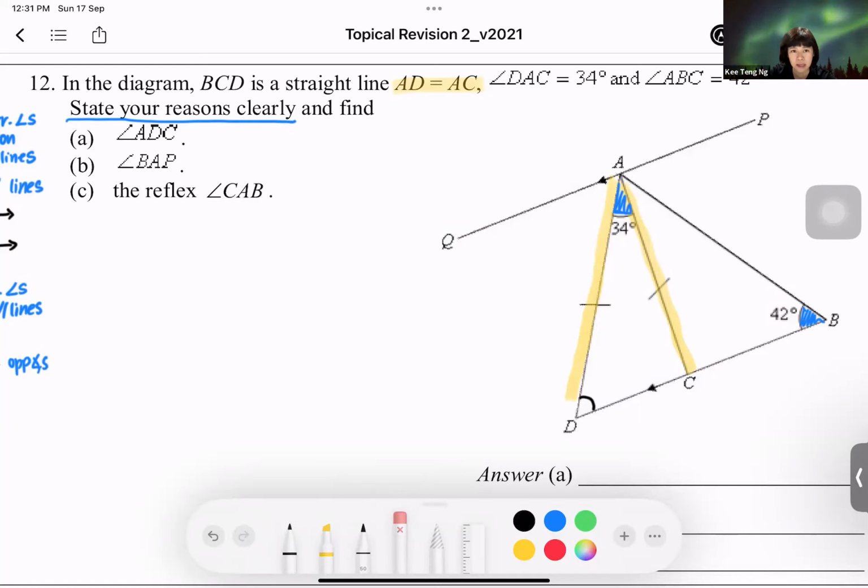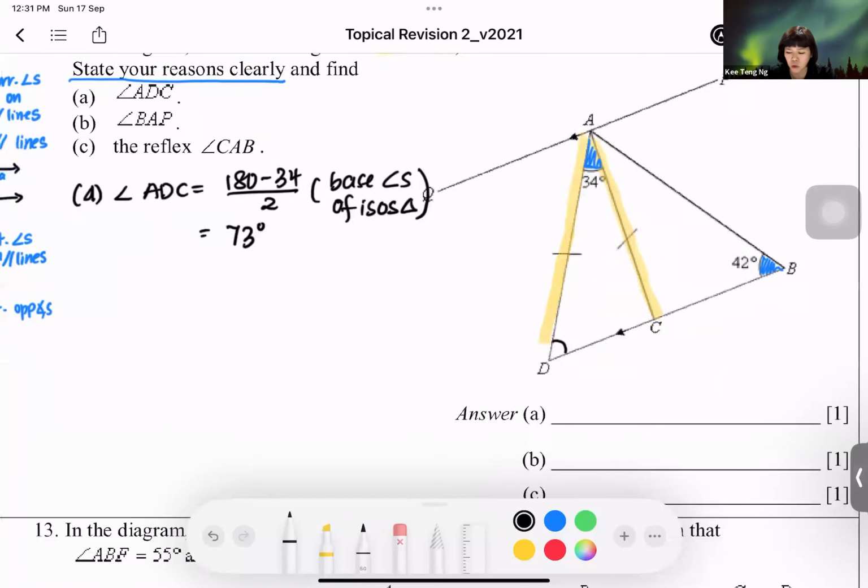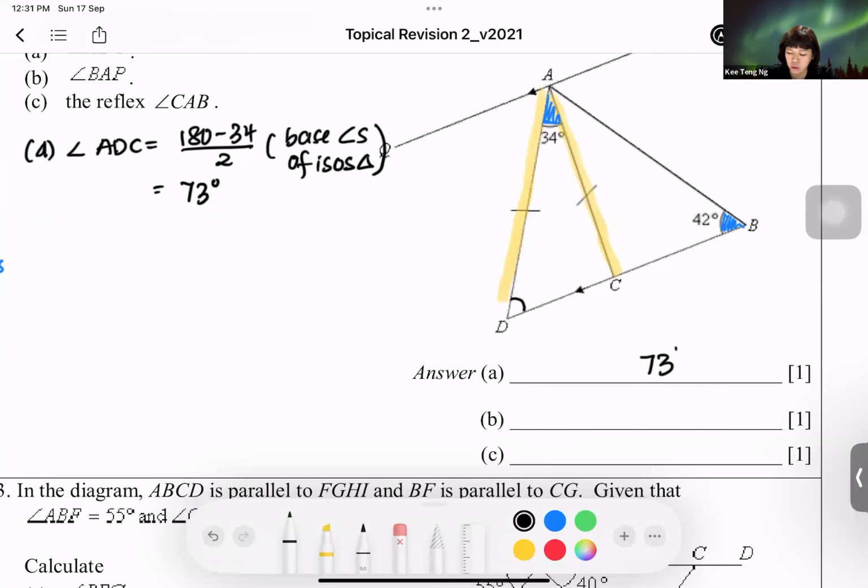Since it's going to be the base angles of an isosceles triangle, angle ADC equals 180 minus 34, divided by 2. And what does that give you? Angle 73 degrees. This is the base angles of isosceles triangle. This is also another property that is very commonly tested. So please remember to know how to write the property name for this angle.